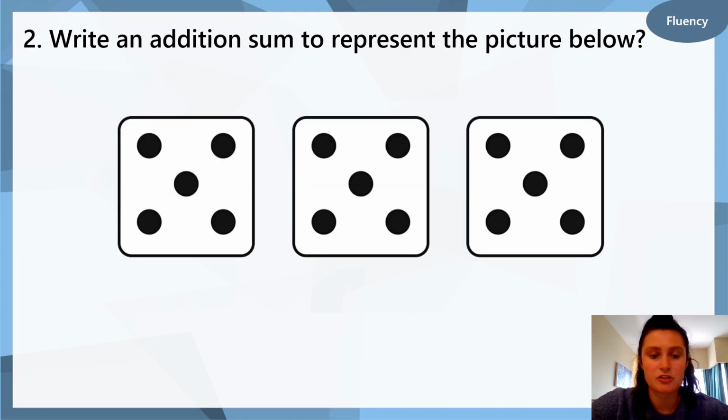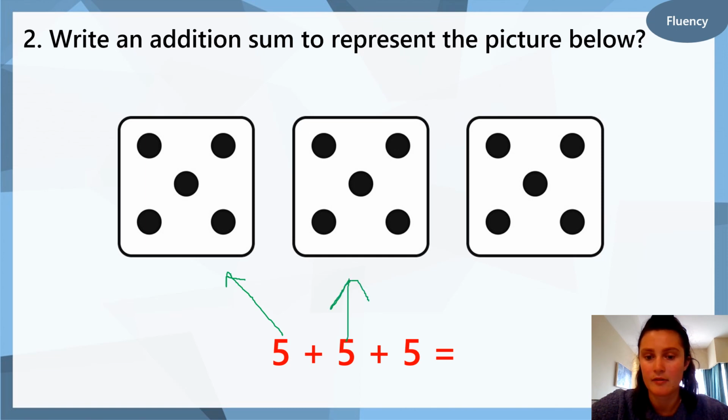Okay, question number 2. Write an addition sum to represent the picture below. So we have a number on a dice. We need to count how many dice and how many of that number. So the addition sum will be 5 plus 5 plus 5. Can you figure out what the answer is? You can do your counting, your adding, or your skip counting. Write it down now beside number 2.